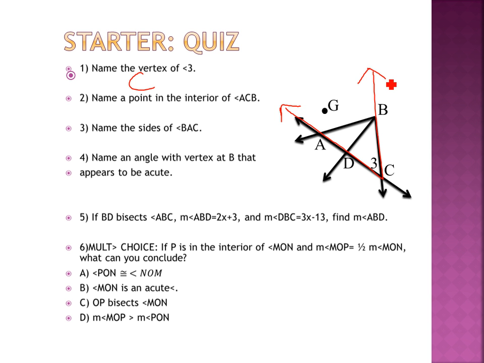Name a point in the interior of angle ACB. Well, I just traced angle ACB. When I traced angle 3 there, they were the same angle. Name a point that's on the interior. Point G. Now, did everybody know that before I extended the sides out? The sides extend out forever, even though it wasn't shown in the picture originally, so point G.